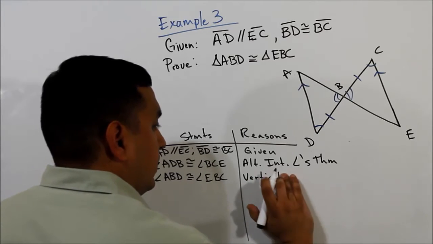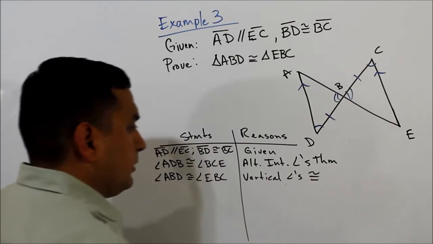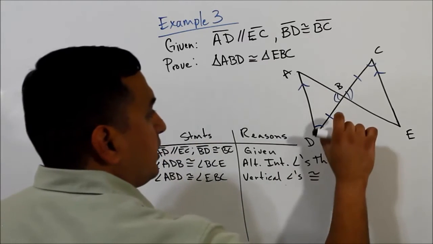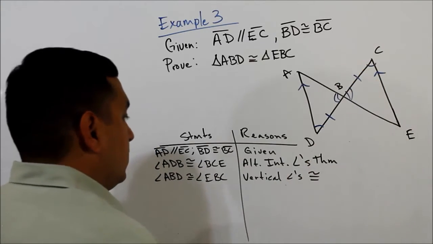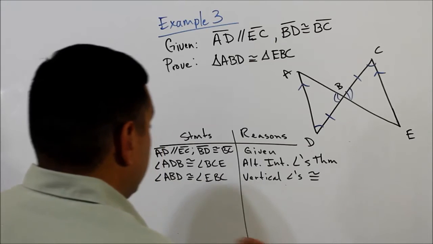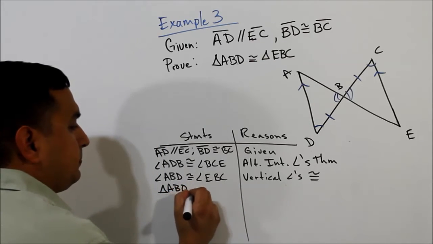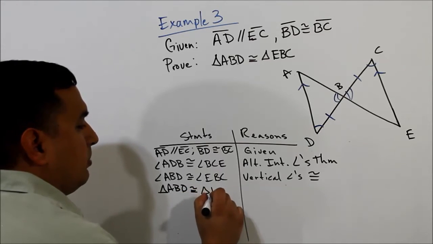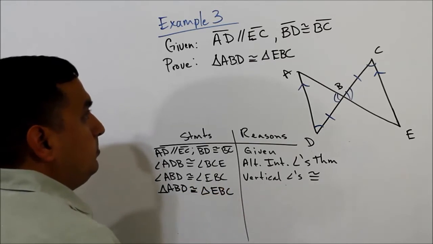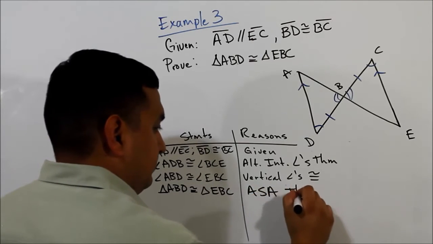And we know that vertical angles are always congruent, which is going to give me my angle, side, angle. So we've done that. We can now say that triangle ABD is congruent to triangle EBC because of my angle, side, angle theorem.